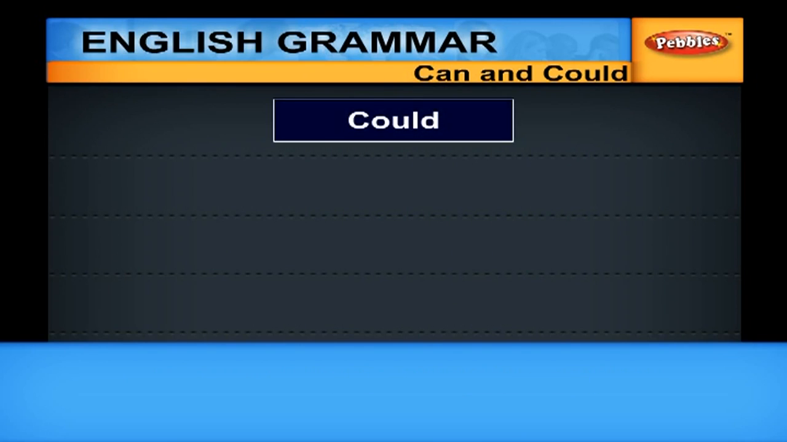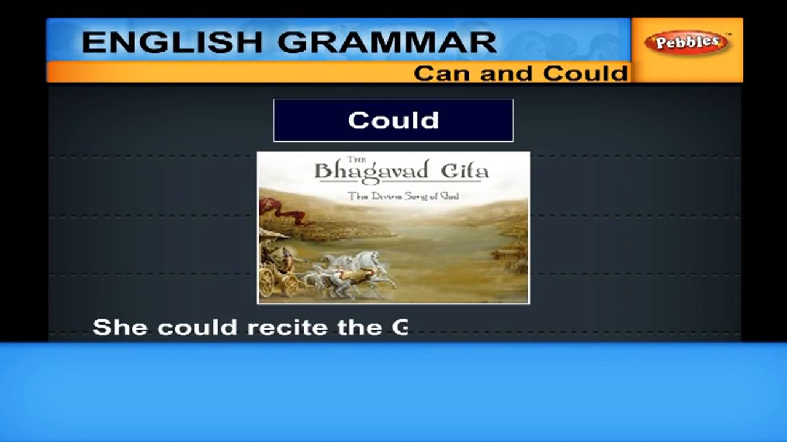Could is the past form of can. Could also express an ability, but an ability in the past time. She could recite the Gita when she was 5. It means that she was able to recite Gita even when she was 5.